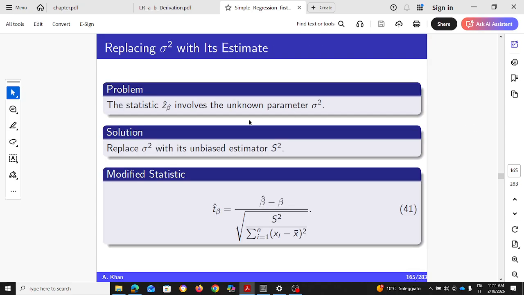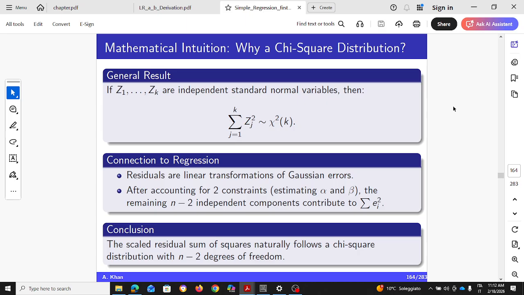So similarly here, the problem now is the distribution we found before, the normal distribution ZB.